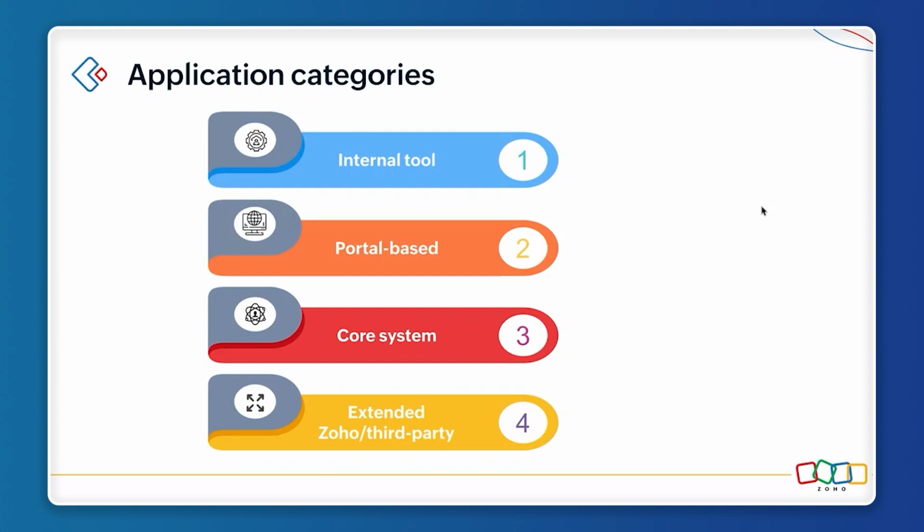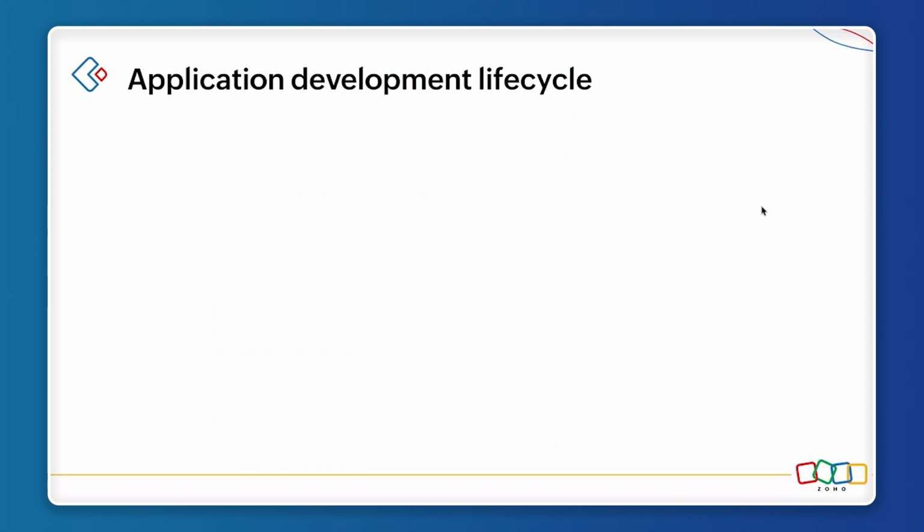So every application we build on Creator can either come under a single category, or it can be a combination of these categories. And also there is something called the application development life cycle. Every application follows it. In this, there are certain steps the application follows in order for it to work in a more convenient way. The first step is analyzing the requirement.